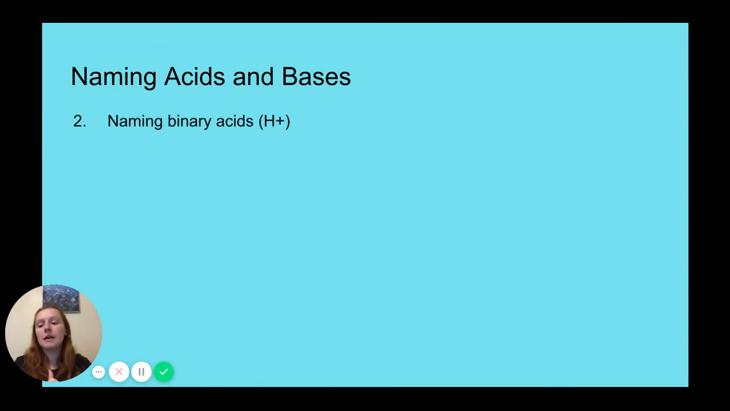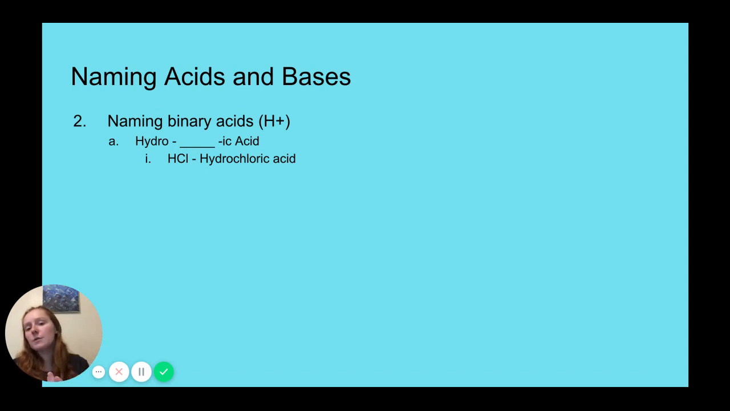When it comes to naming binary acids, and by binary acids, we mean something that has a hydrogen and one other thing. And that one other thing is typically a halogen. Took me a minute to remember there what a halogen is. But basically what you do is you call it hydro-blank-ic acid. And that blank is the beginning part of the element's name. So if we have something like this, HCl, that's chlorine. And so we're going to call this hydrochloric acid. We just take that chlor.